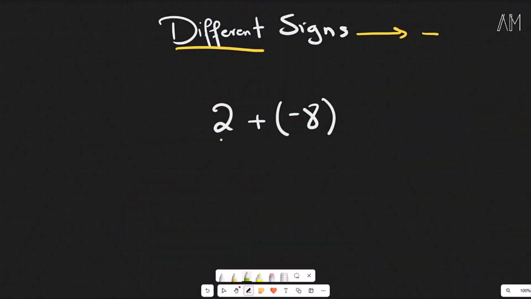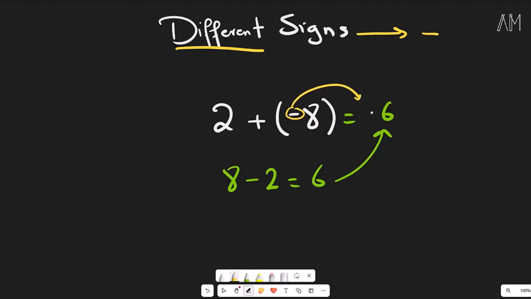In this case, as you can see, we have positive 2 plus negative 8. So different signs, that means I will subtract. I will do 8 minus 2, which is equal to 6. I'm gonna put that at the end. And the sign of the greater number will go to the answer. So here, since 8 is a greater, I'm gonna take the sign of 8, and I will put it at the end. And in this case, the answer is negative 6.